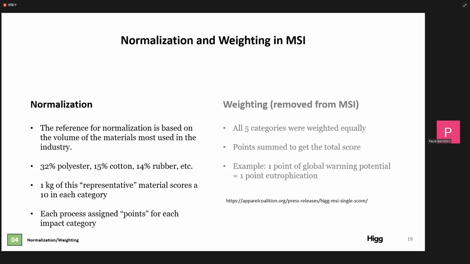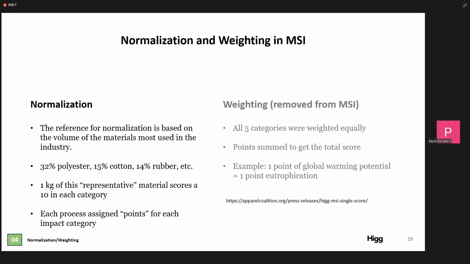Normalization shows us to what extent an impact category indicator result has a relatively high or relatively low value compared to a reference system. So it just kind of gives us that context of, is this a big value or is this a small value? Is this something I should be concerned about, or is this a small value that I shouldn't care much about?